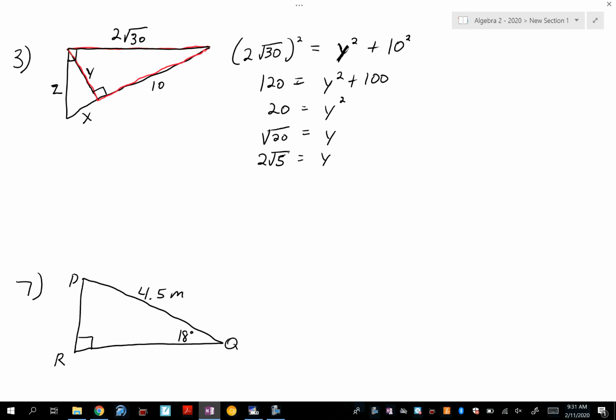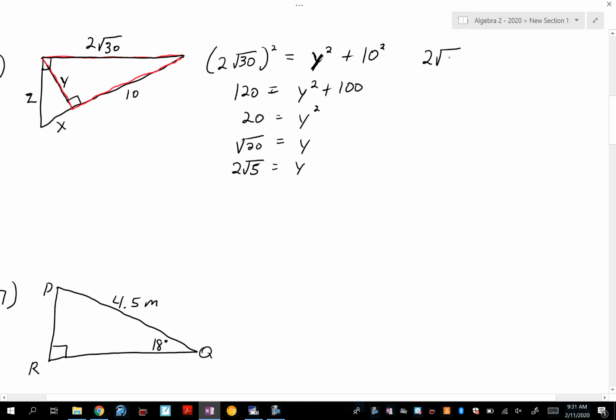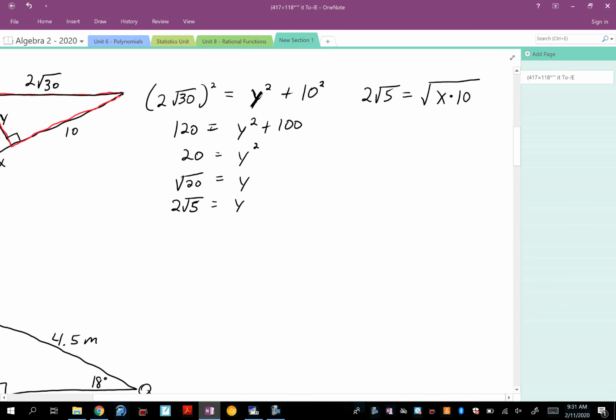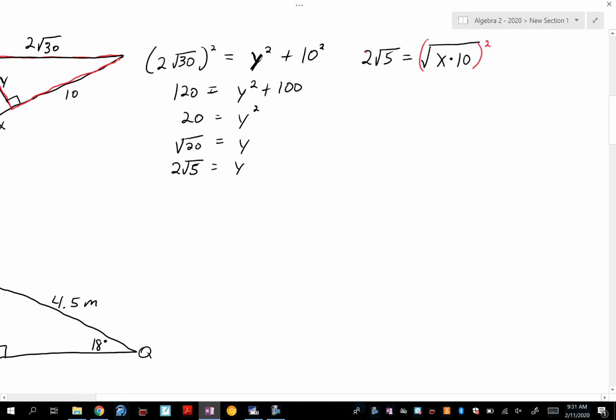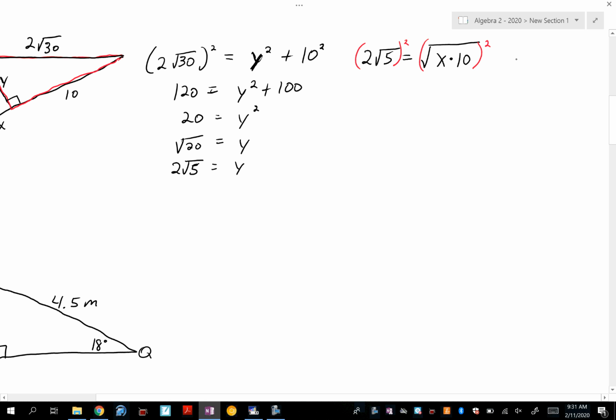So that's going to be y, or the altitude here. Okay? So once I have the altitude, then this problem begins to look like number 1. When I did number 1 with the altitude, I could set up the geometric mean for my altitude. So 2 times the square root of 5 equals the square root of x times 10. If I square both sides, that's going to be 4 times 5, which is 20, equals x times 10. So x again is 2.